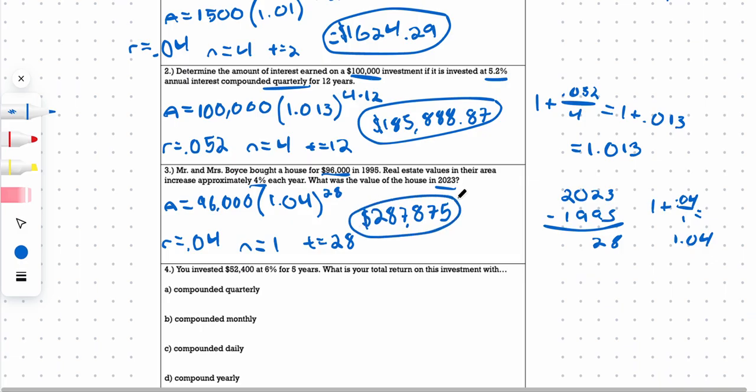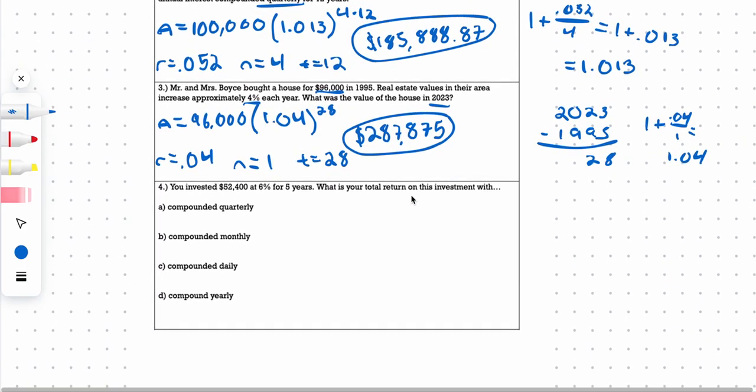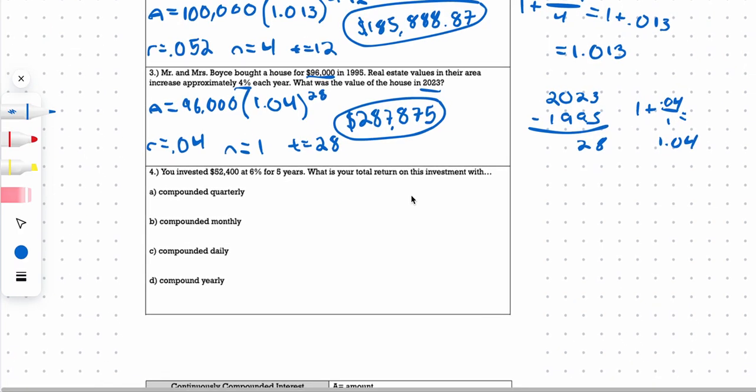So the value of the house rose from 96,000 to 287,000. That's quite a large increase, so good for them. They made a smart investment.